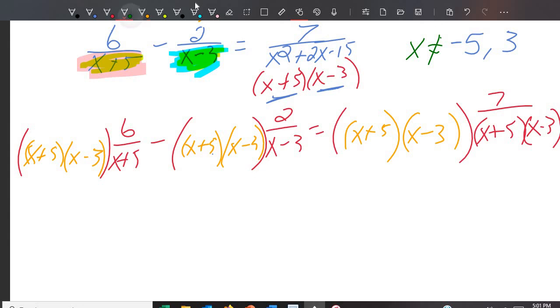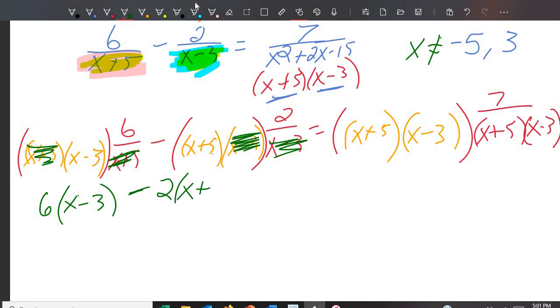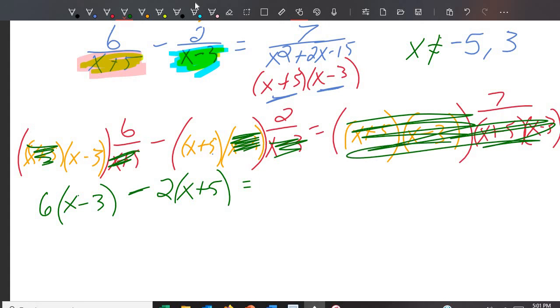Now we can start crossing things out. We can cancel out this X plus 5 in the bottom with the X plus 5 in the parentheses. We're left with a 6 times an x minus 3. Got a minus sign. This x minus 3 cancels out with the x minus 3 in the parentheses. Then we've got a 2 in front of an x plus 5. On this side, it's designed to cancel everything out, so you're only left with the 7.